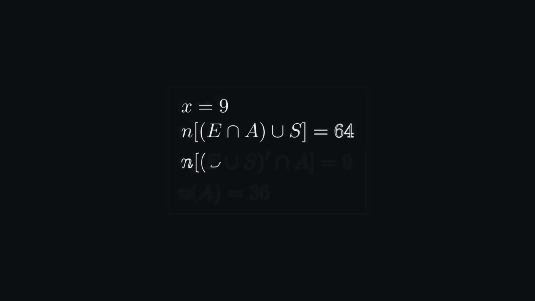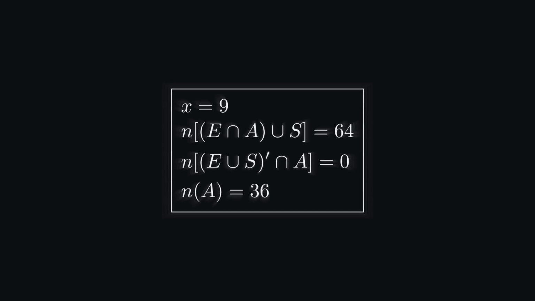In summary, we found x equals 9, n of the intersection of E and A, or S equals 64, and n of A equals 36.